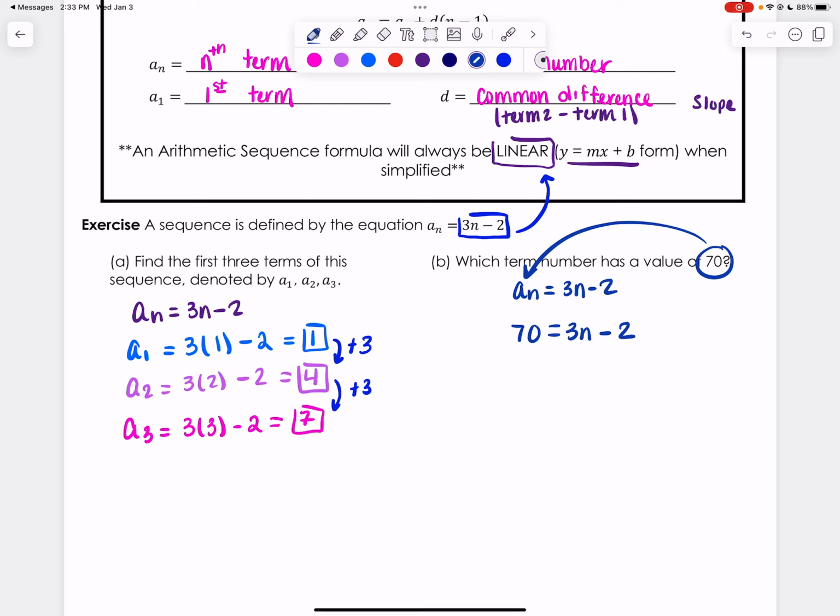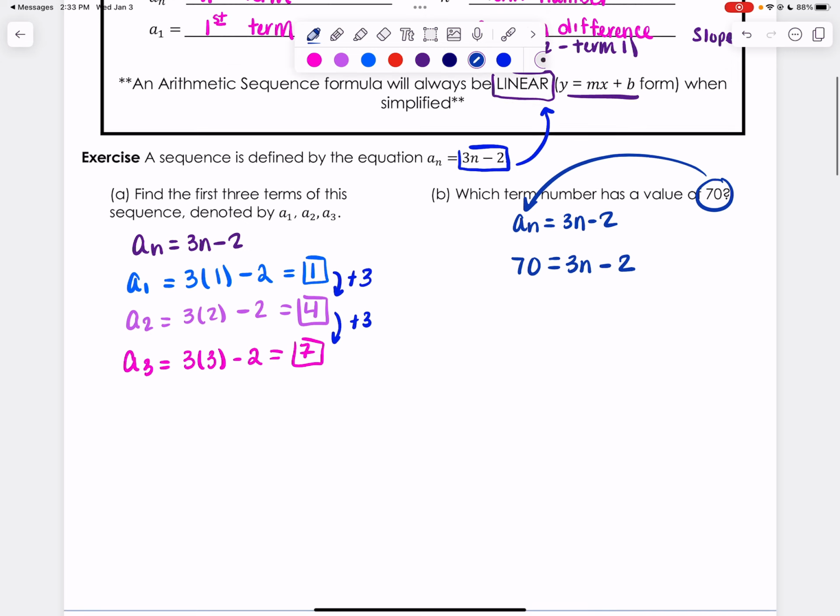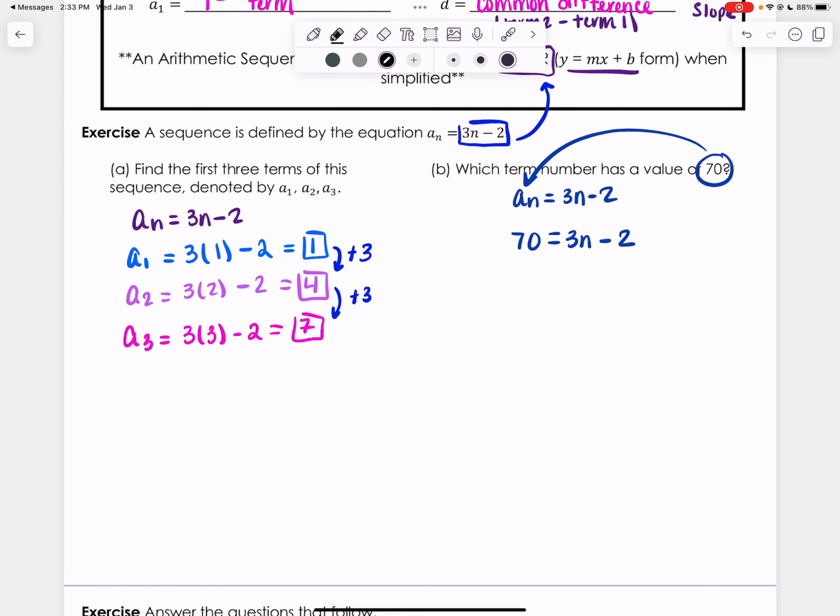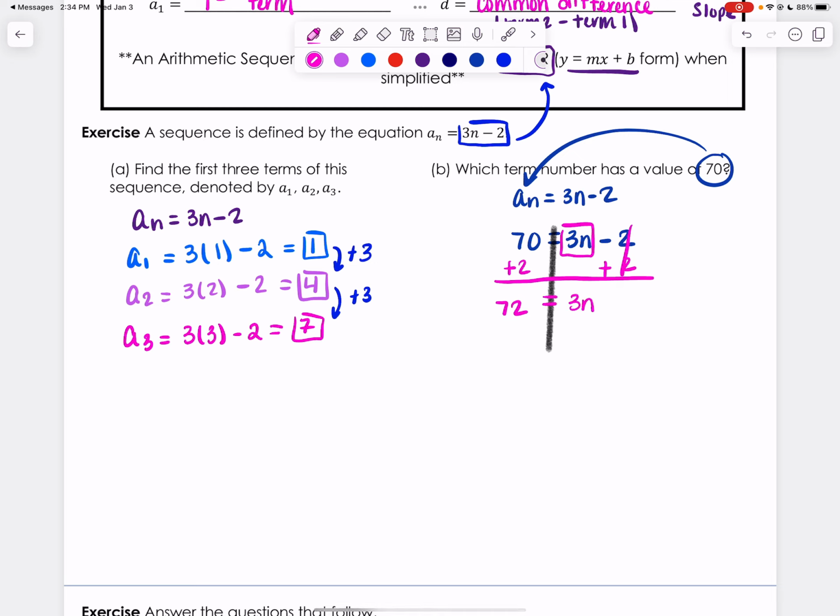So I look at it for a minute, I'm like, okay, how would I solve this? So I can draw a line down my equal sign. I can box that 3n. And I can ask myself, okay, how do I get rid of that subtract 2? So to get rid of that subtract 2, I can add 2 to both sides of my equation. So I add 2, and then I get 72 equals 3n.